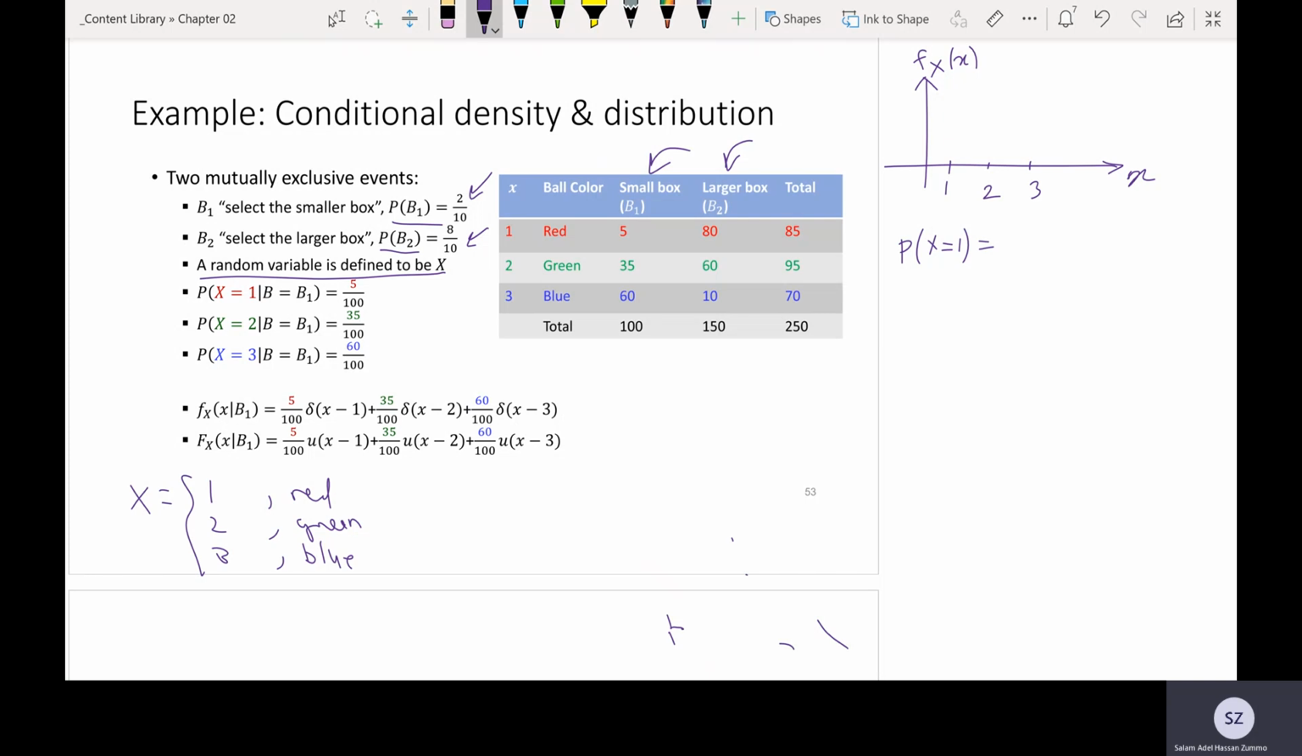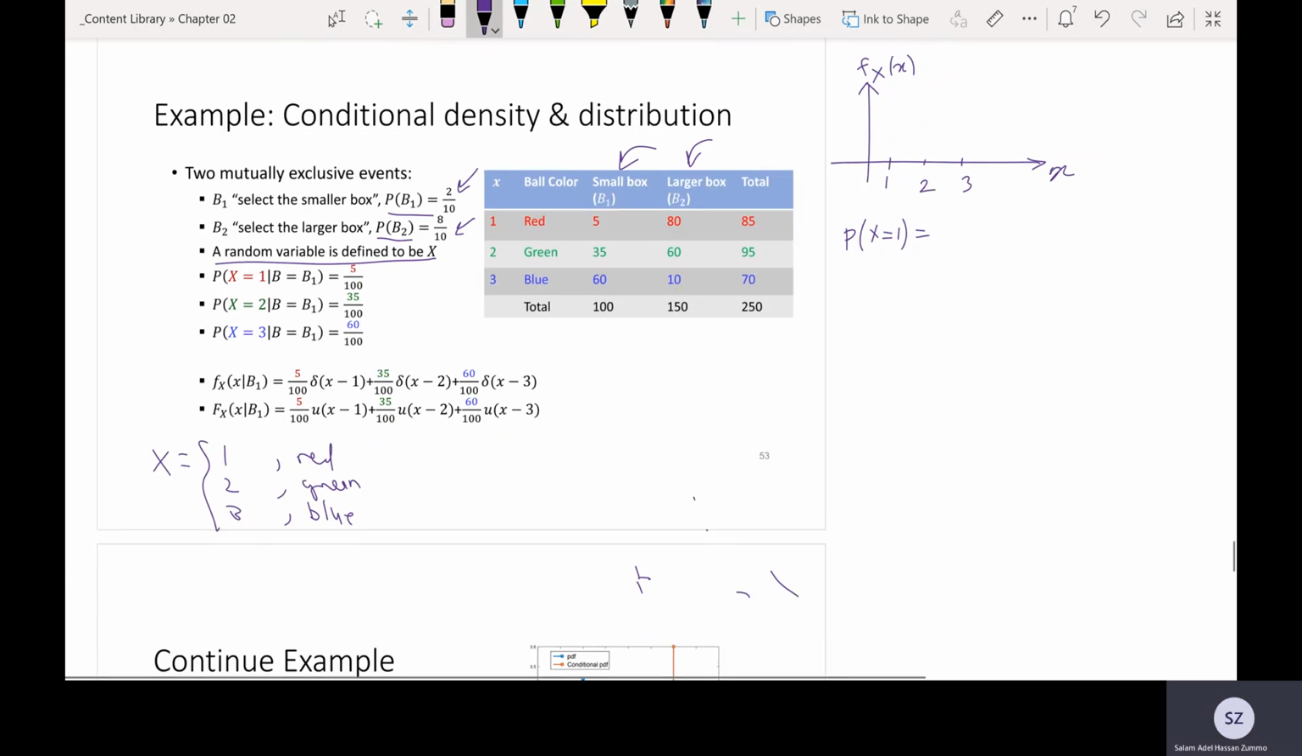Again, you are following the same mistake. These are not equally likely. If they are equally likely, this would hold. There is a high probability that you select B2, and there is a lower probability that you select B1. So you cannot just say probability x equal 1 is 85 divided by 250. I am trying to emphasize this common mistake. This is wrong. Okay? What do we do? What do we call this?